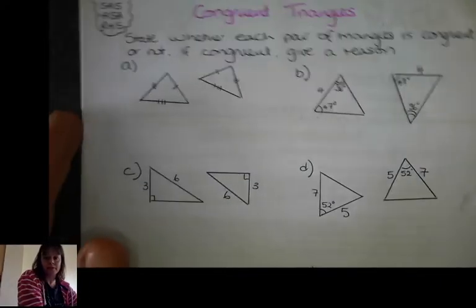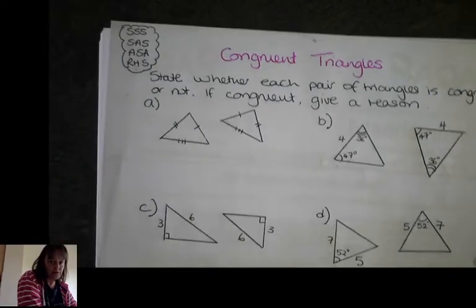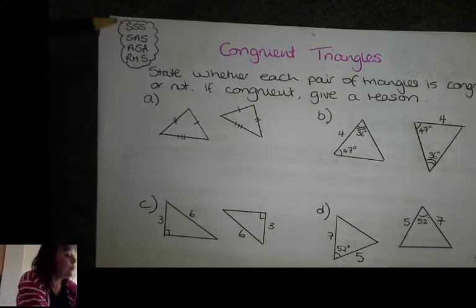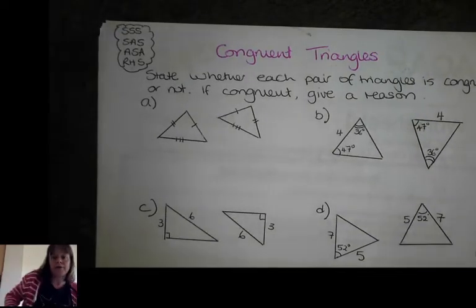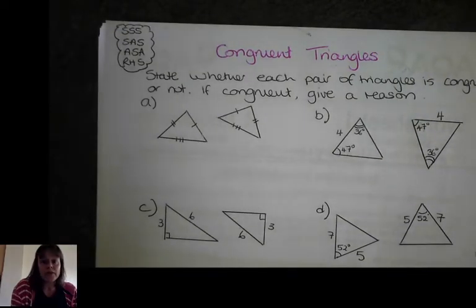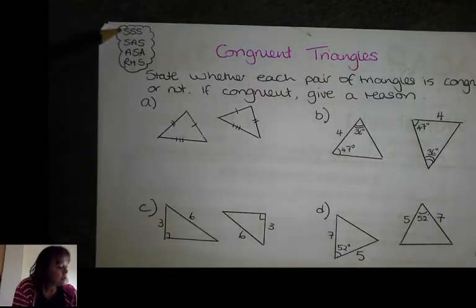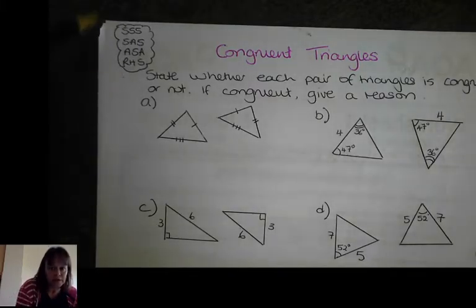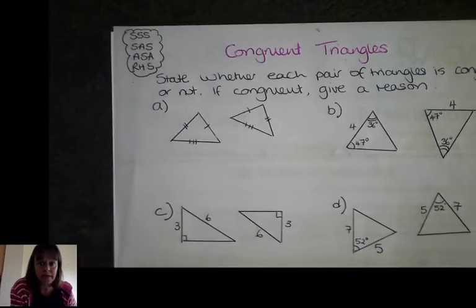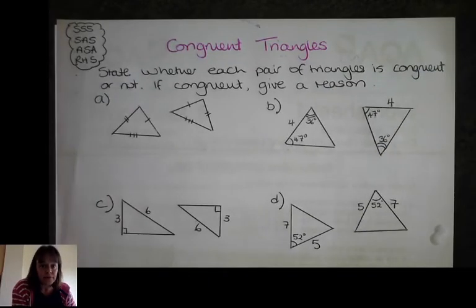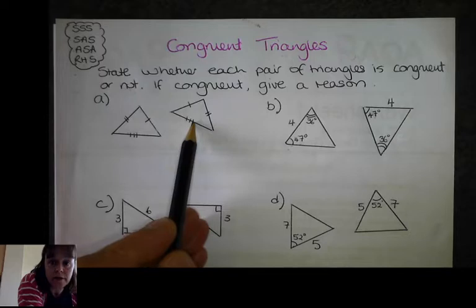So here are my 6 questions, and I've just written at the top here those 4 rules we just discussed. So every time they ask me whether these triangles are congruent or not, I'm going to look at these 4 rules and say, do they fit any of these rules? If they do, then I know that they're the same shape. If they don't fit those rules, then I don't know that they're the same shape, so I don't know that they're congruent. So let's look at these 2 to start with.